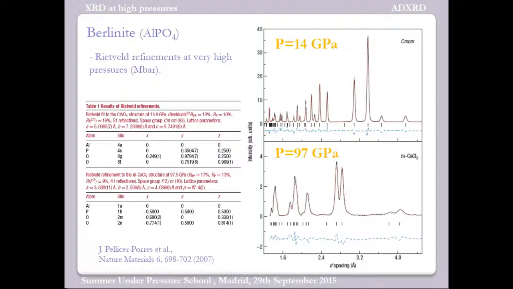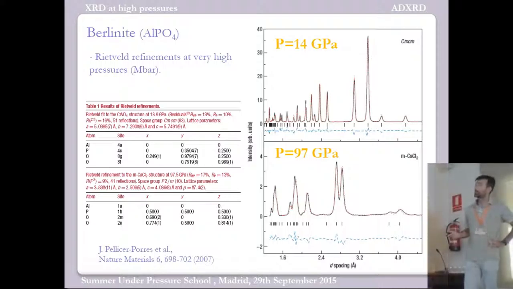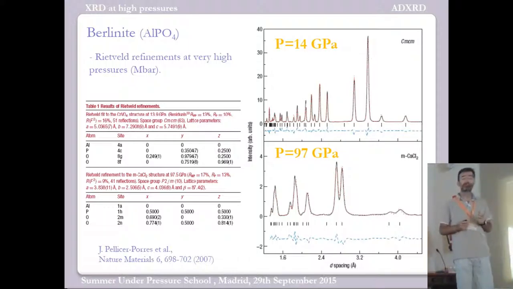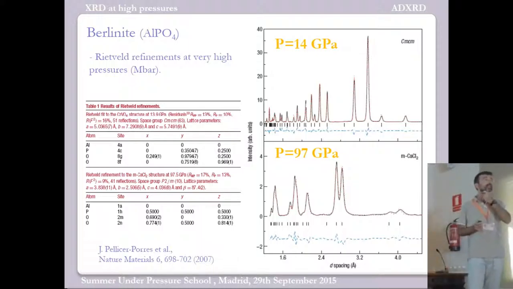As an example of spectrum, we have a spectrum of a berlinite hyperspectrum, you can appreciate the differences in width of the peaks. Now that they are thinner, that's in part because of the resolution of the detector. That it is, instead of 1%, it's 0.1%. We have a tenfold increase in resolution. The peaks are also thin because the sample has been laser annealed. The important point here is that we can perform Rietveld refinements even at very, very high pressure, of the order of megabars.